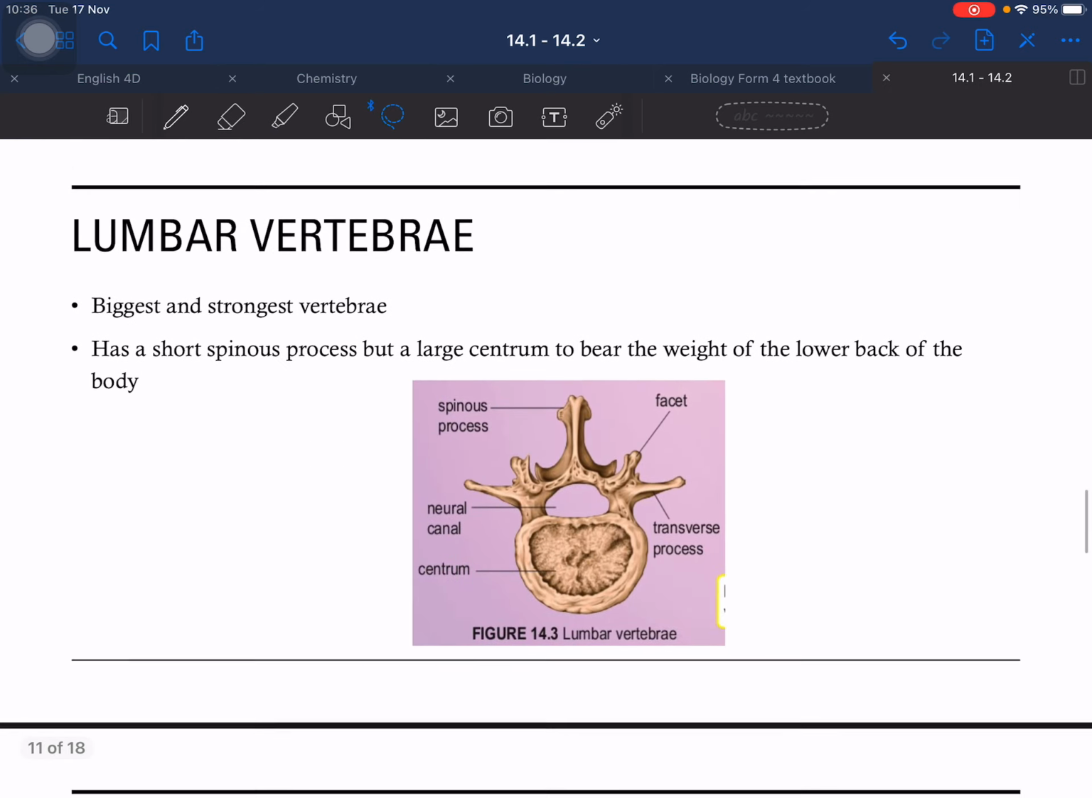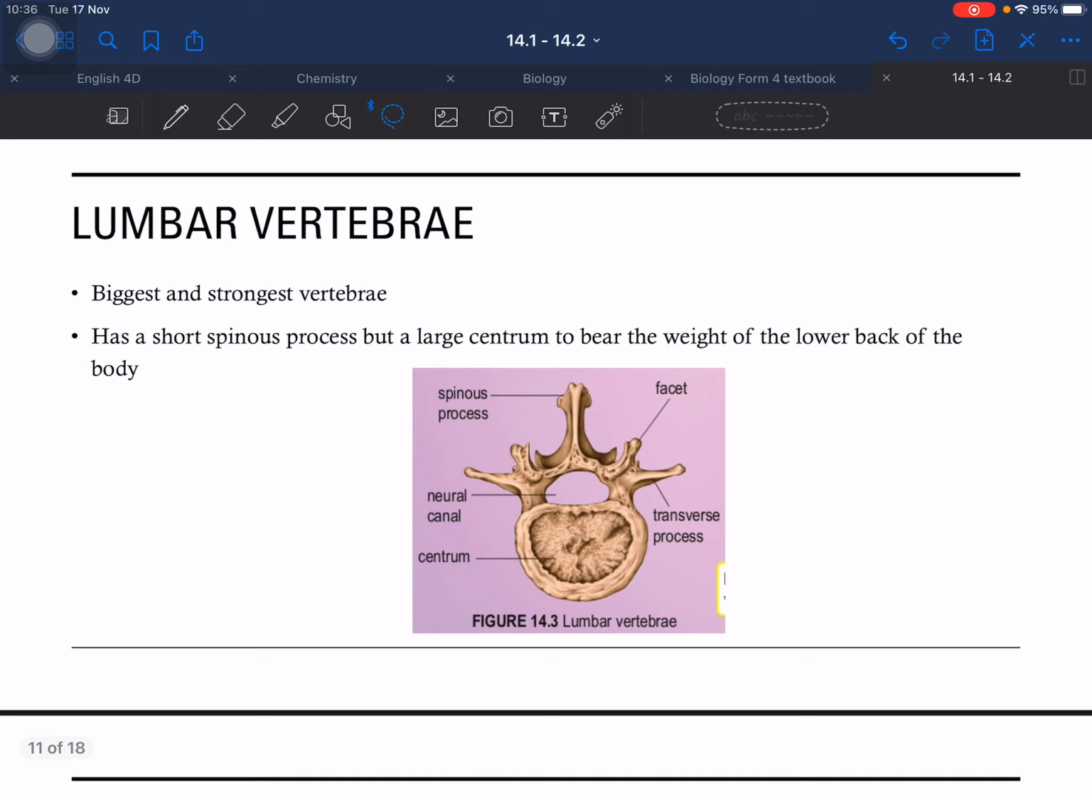Next, your lumbar vertebrae. It is your biggest and strongest vertebrae. It has a short spinous process. It's still long over here, but it's quite short compared to your thoracic vertebrae. But it has a large centrum. So a large centrum to bear the weight of the lower back of the body.